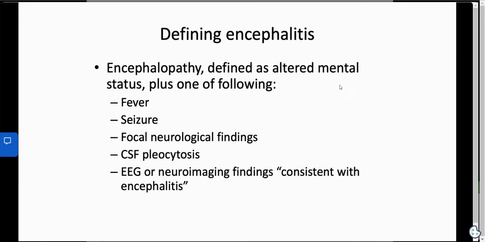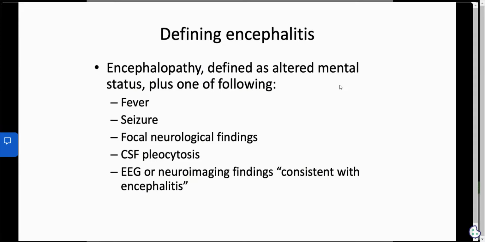So this patient clearly has encephalitis, and I think it's worthwhile just to think about what are the broad diagnostic criteria for encephalitis. This is a case definition that's taken from the California Encephalitis Project, which was a landmark study in the field in the 2000s, and really set a great framework for encephalitis research.